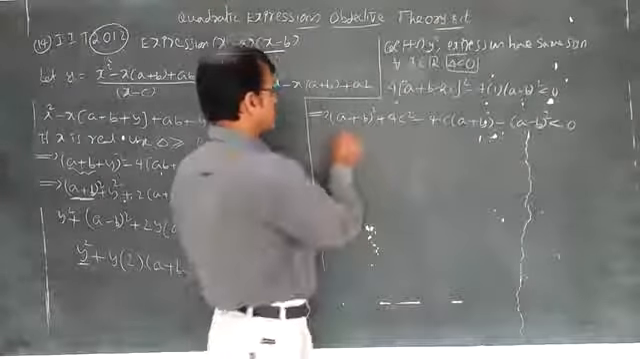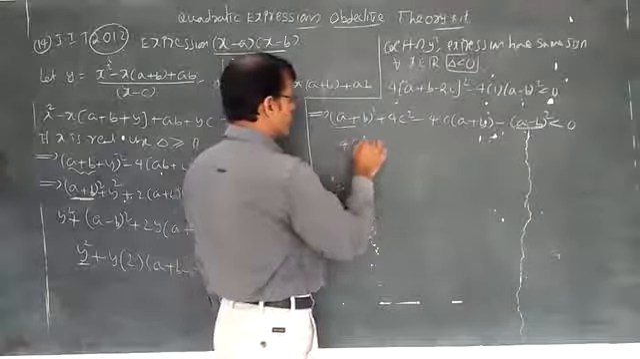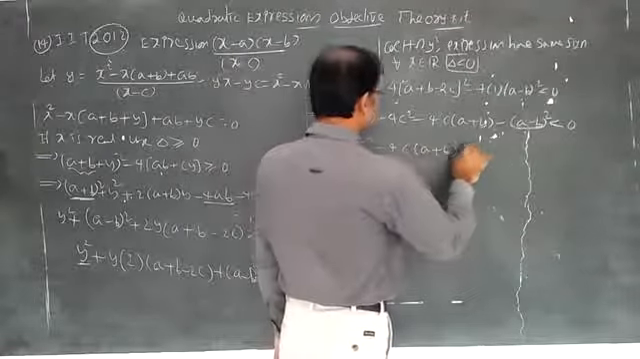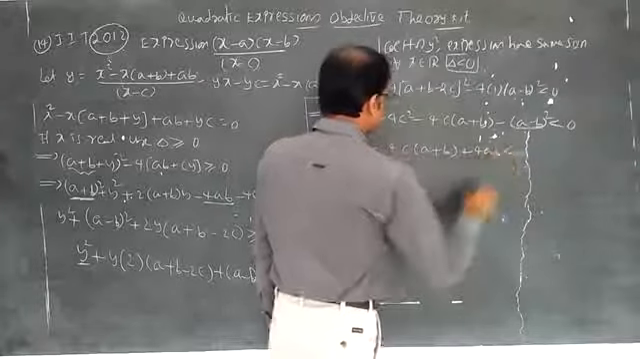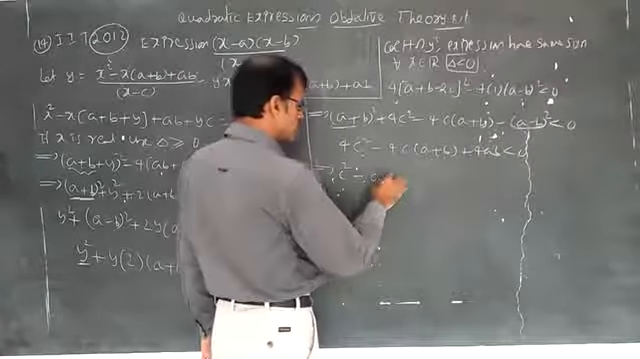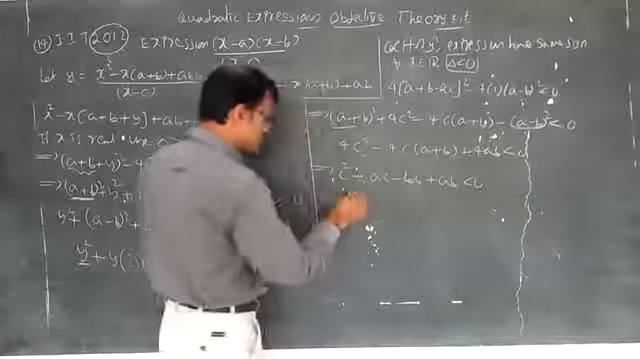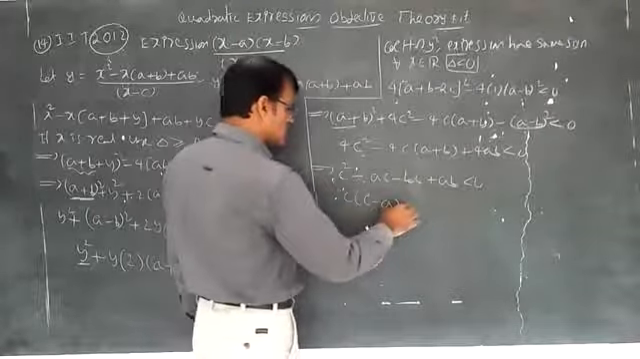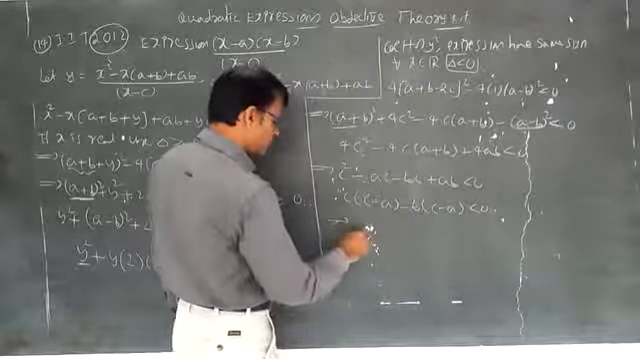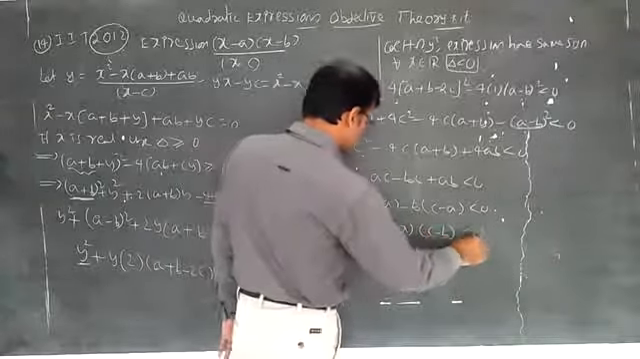Now (a plus b) whole square minus (a minus b) whole square becomes 4ab. Now 4c square minus 4c into (a plus b) plus 4ab is less than 0. Dividing by 4, it becomes c square minus ac minus bc plus ab less than 0. Taking c common, c minus a, minus b common, c minus a, less than 0. That implies (c minus a) into (c minus b) is less than 0.